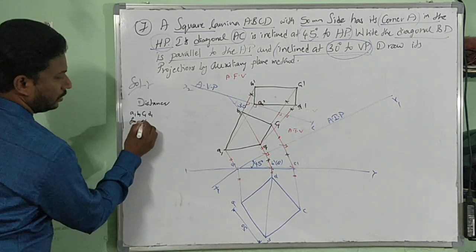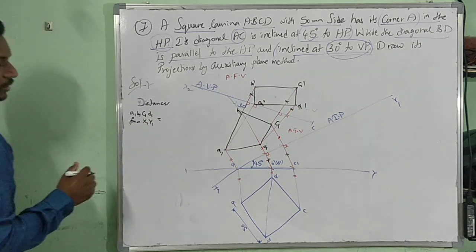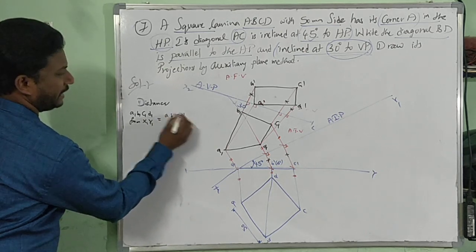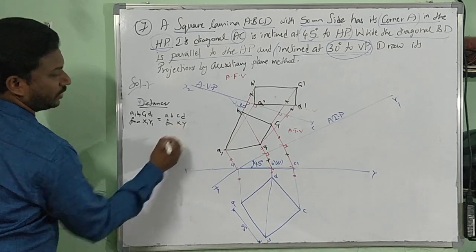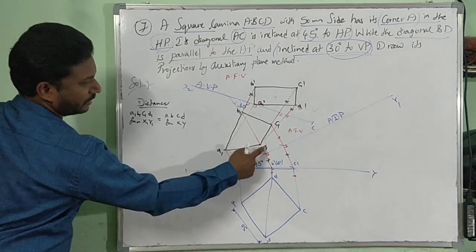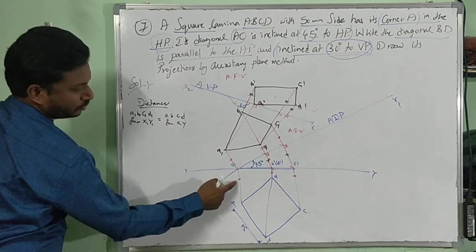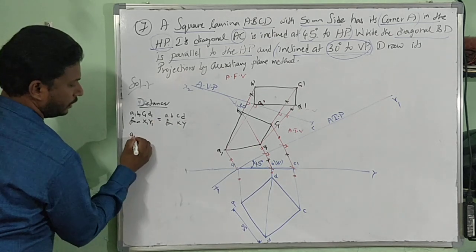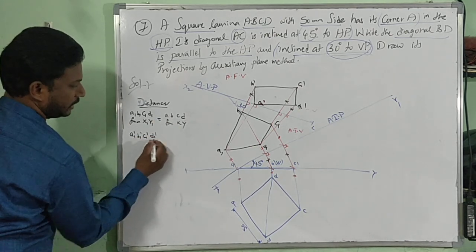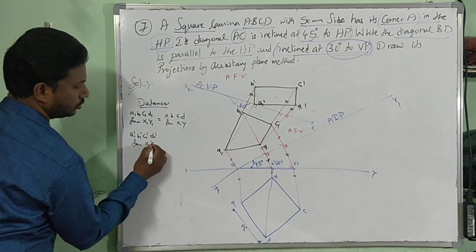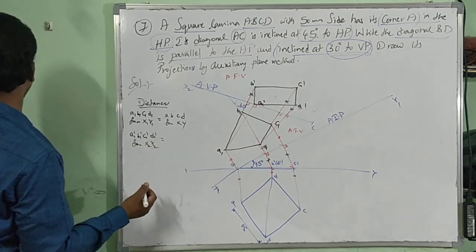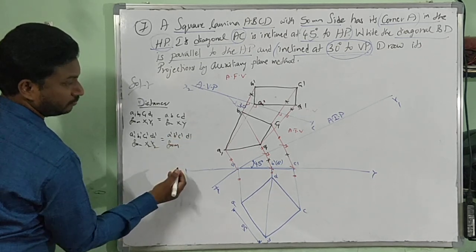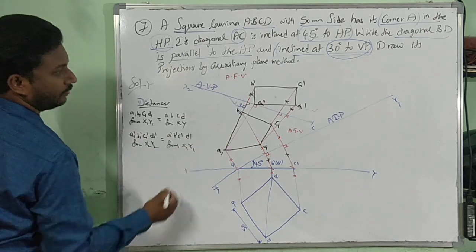From X1, Y1 should be equal to what? A, B, C, D distances from XY. A1, B1, C1, D1, first thing which we have drawn, that should be equal to A, B, C, which I have drawn double lines. Same way, new thing here. A1 dash, B1 dash, C1 dash, D1 dash from X2, Y2 should be equal to distances of what? A dash, B dash, C dash, D dash from X1, Y1.